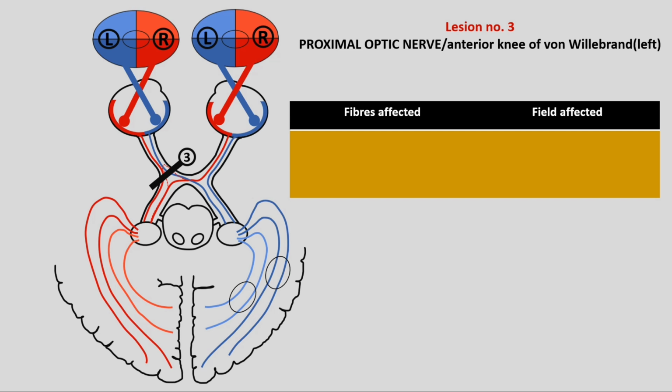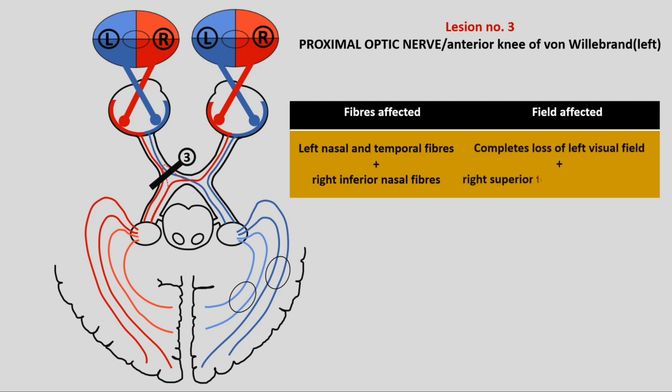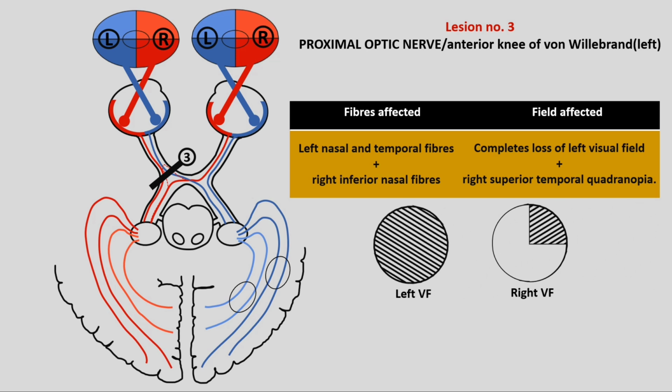Lesion number 3 is at the proximal portion of the optic nerve or anterior knee of von Willebrand. Here look carefully for the affected fibers, and the affected fibers here are left ipsilateral fibers, that is both temporal and nasal fibers of the left eye, and the right eye's inferior nasal fibers. So the affected field will be complete left anopia with right superior temporal quadrantanopia, which is known as Traquair's junctional scotoma.